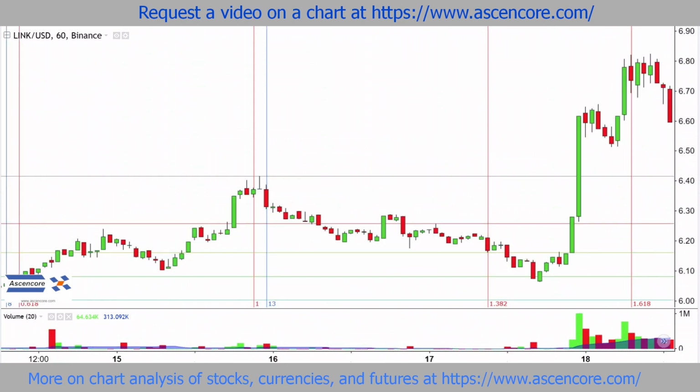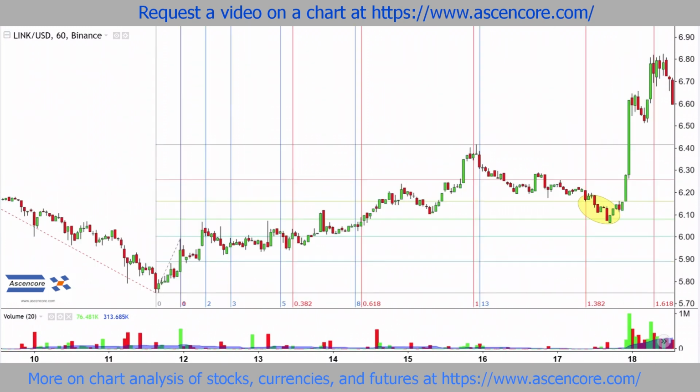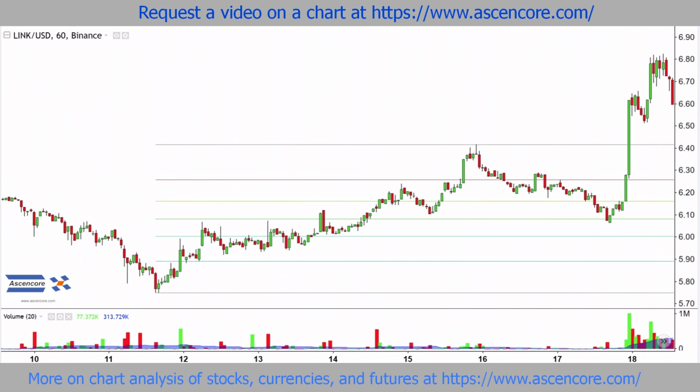In this case, the downtrend doesn't progress much further and instead ends up being a larger bearish retracement as the chart breaks past previous historic highs.